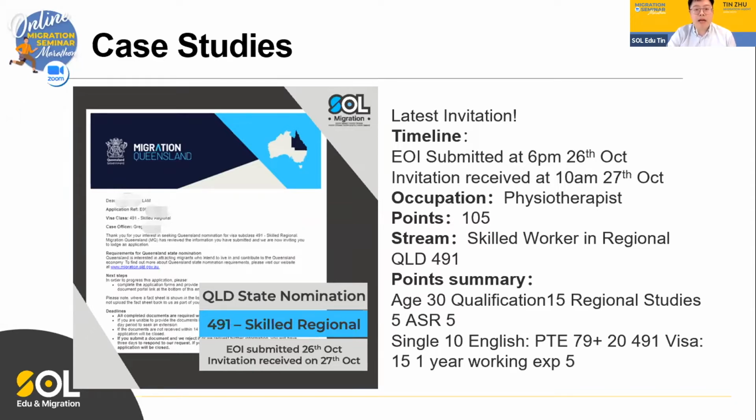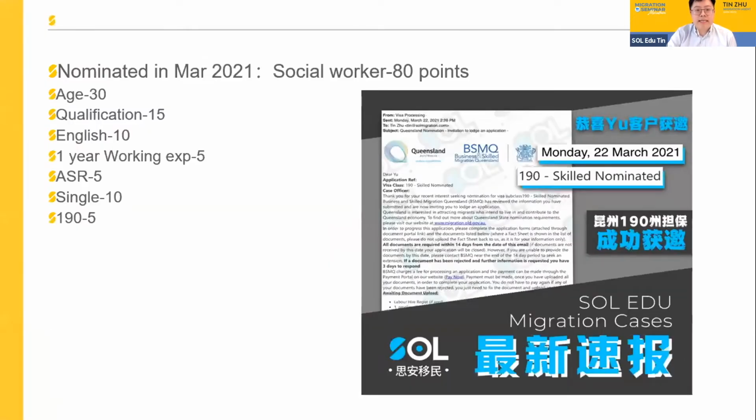But I would also like to share with you some of our successful cases from last financial year. This is a social worker with 80 points this March, which is last financial year. You can see the points structure here. I won't go through it in detail, but I will just give you some snapshots of our successful cases for the last financial year.